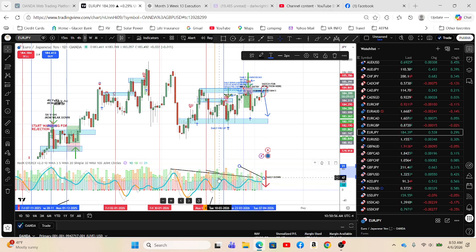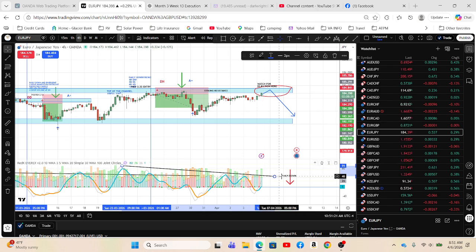We don't want momentum to be strong against us. So if we're looking for a down trade and momentum was pointing up, something like this, low and up, then we would not take that. So right now, what we see is momentum on the daily chart being down. So that qualifies.